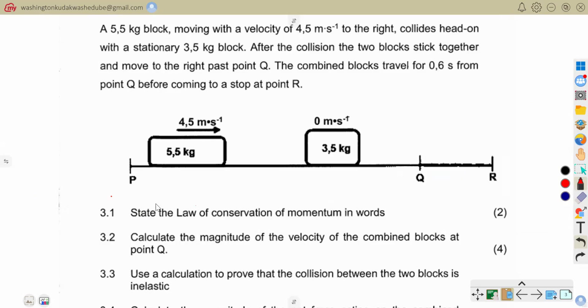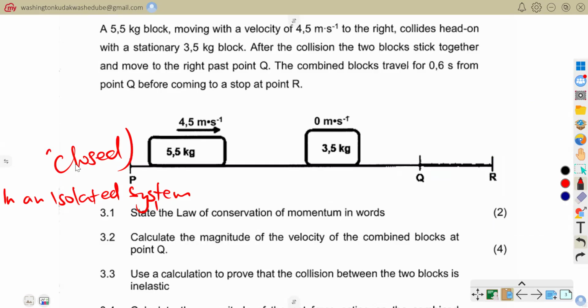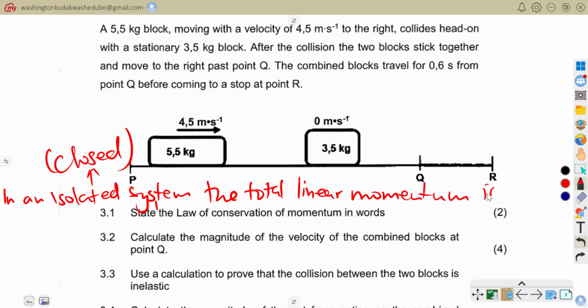So the law of conservation of momentum states that in an isolated system, or a closed system, so isolated just means closed, the total linear momentum is conserved. That is what it means there. The total linear momentum is conserved.